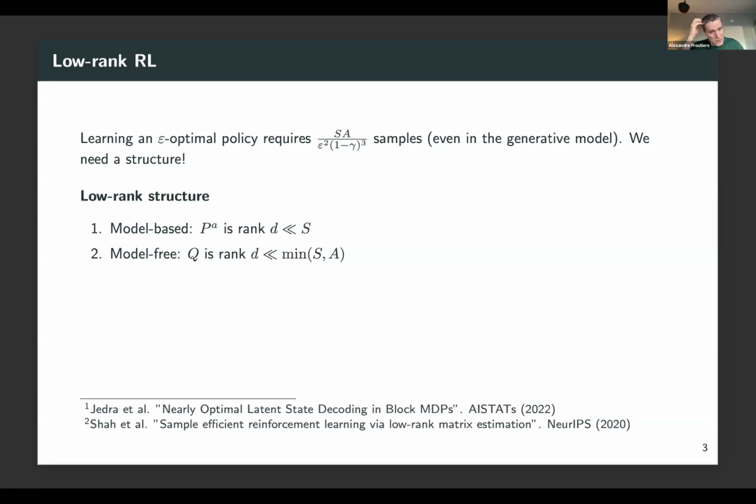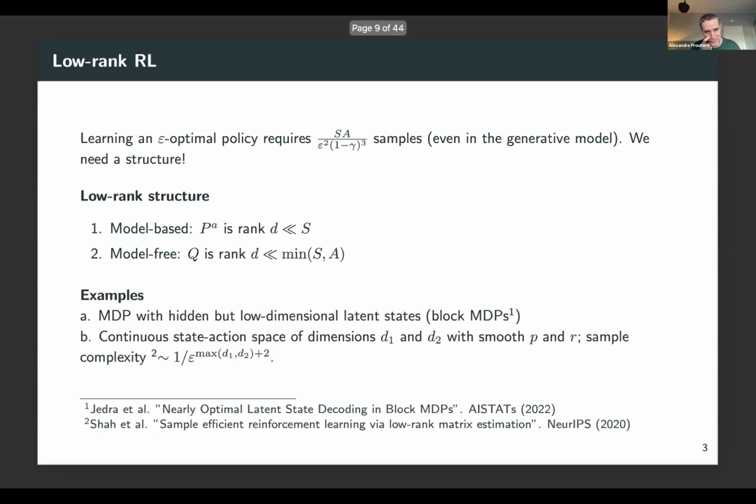The second, model-free, low rank assumption on the Q function is motivated by the fact that if you have a continuous state space and action space, then naturally, if Q is a smooth function, you have some kind of low rankness. To see that, there is a very nice paper by Devavrat Shah and colleagues a few years back explaining these connections. Yes, so that's what I wanted to say.